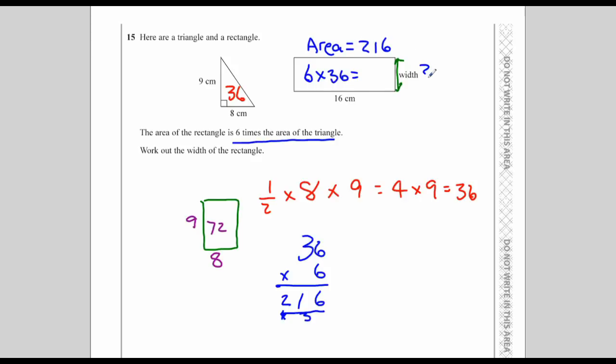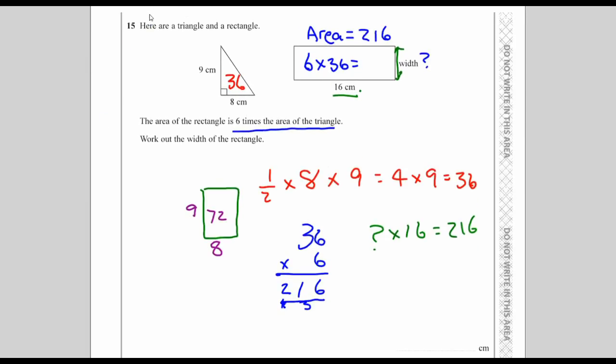So let's call this question mark. Something times by 16, base times height, gives you 216. And we have to work out what that something is. So this is really testing your number skills. We want to know how many times does 16 go into 36. Okay, not 36, sorry, 216.